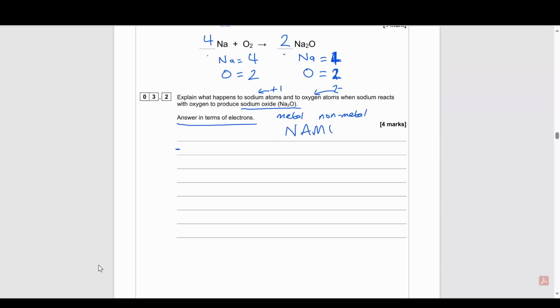So let's write that all in words now. The sodium atoms lose 1 electron. The oxygen atom gains 2 electrons.